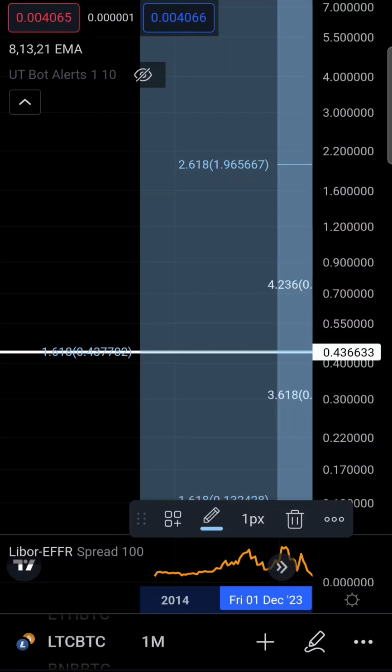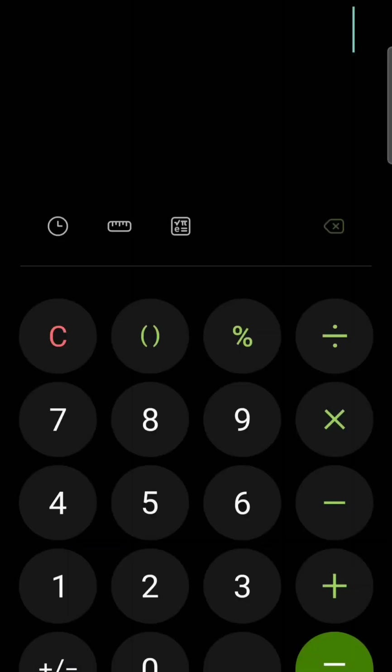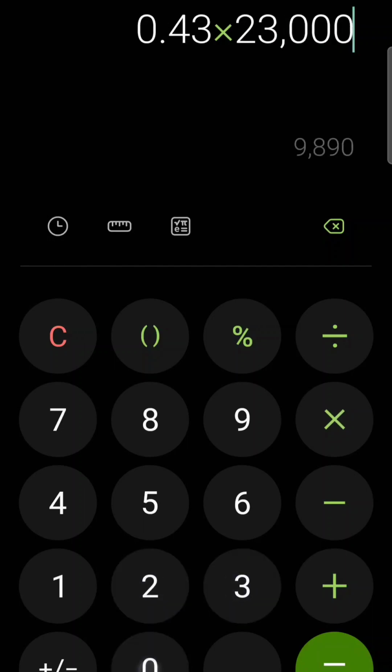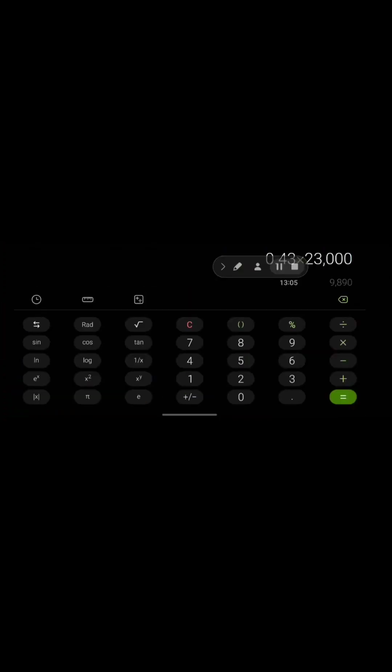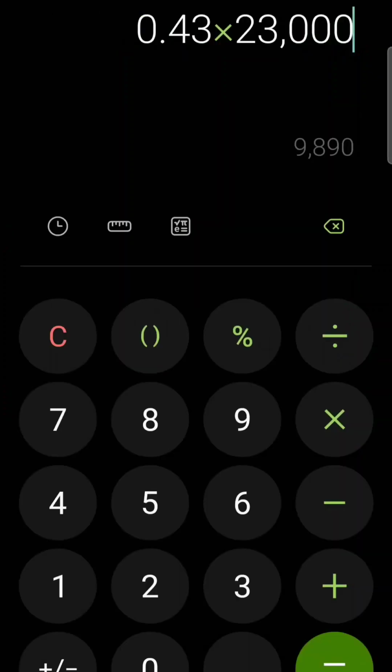So let's do this in the calculator real quick. 0.43 times the current price of Bitcoin, which is 23,000, give or take. That's a $9,800 Litecoin right there. So I'm not saying that these targets are gonna happen today, tomorrow, within a year, but this is what the valuations are saying. And I can't help but follow it.